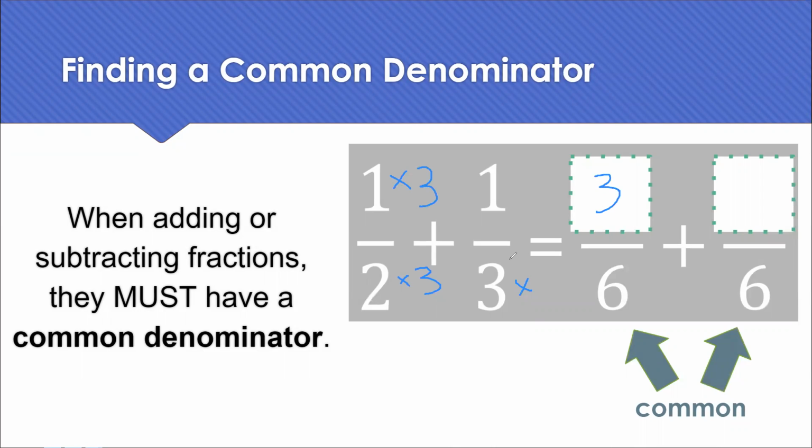We're going to do the same thing to fraction 2. We're asking ourselves, 3 times what gives us 6? And the answer is 3 times 2 gives us a 6. Whatever we do to the bottom, we have to do to the top. So I've got 1 times 2, which gives me a 2. Now, since these two fractions are equivalent to the fractions that we had before, and they have a common denominator, I can add them together.